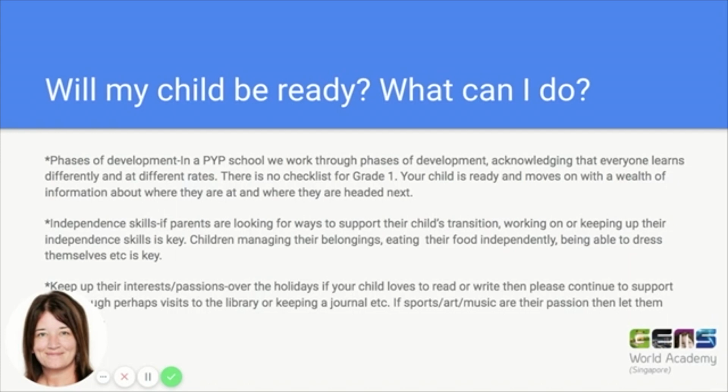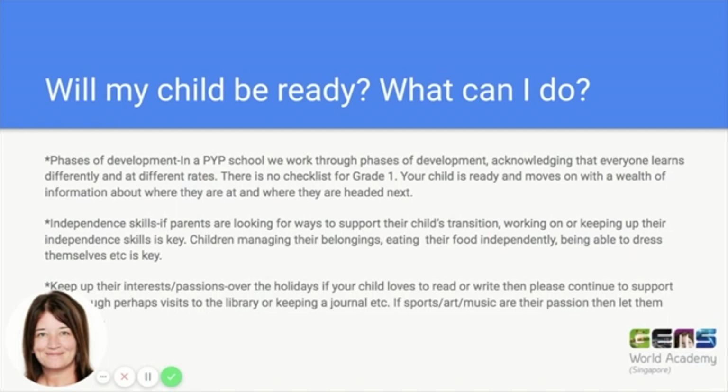So let me start by saying that as a PYP school, we work through phases of development. We acknowledge that everybody learns differently and at different rates. So as opposed to some other systems, there is no checklist for Grade 1. You don't have to pass KG2 to get into Grade 1. There are no end of year specific outcomes you must meet. We have learning outcomes in place, but those are for all the different phases because again, we know that children learn differently and at different rates.